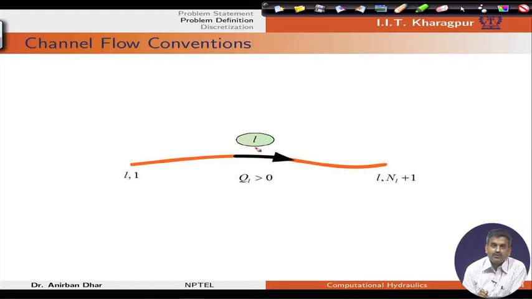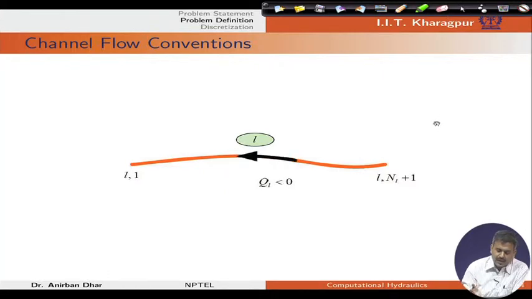If we have channel reach L, and it is starting from 1, and NL plus 1 is the last section. Now, in this case, if we consider the flow QL is positive, so obviously the flow will be from section 1 towards NL plus 1. Now, if we have a negative Q, then we will have reverse flow.